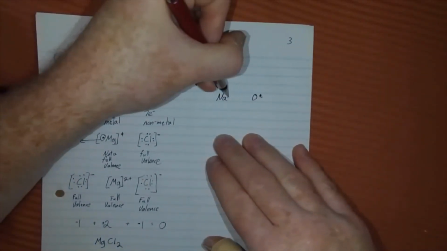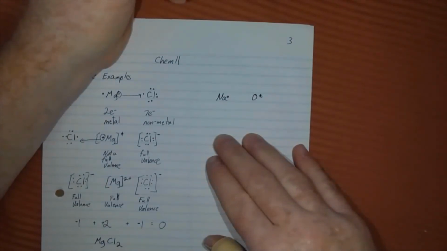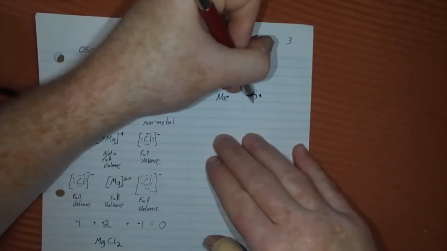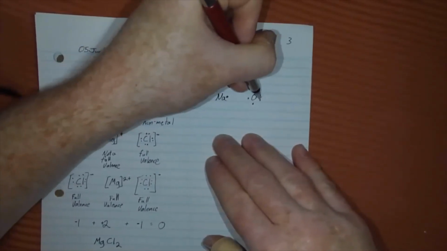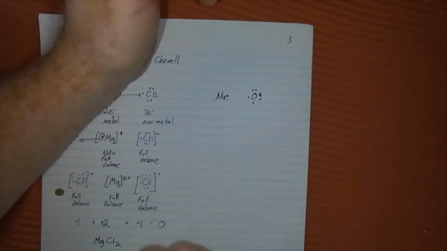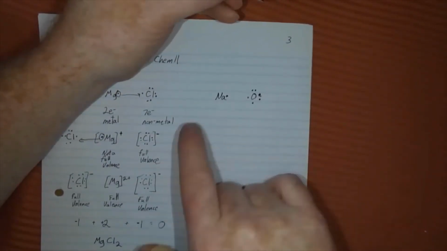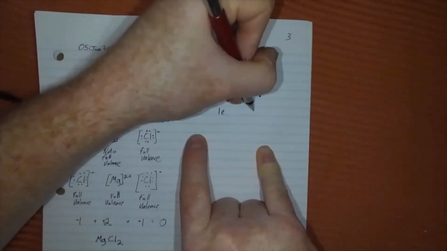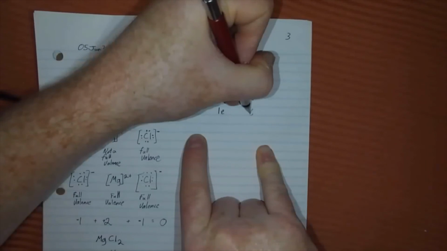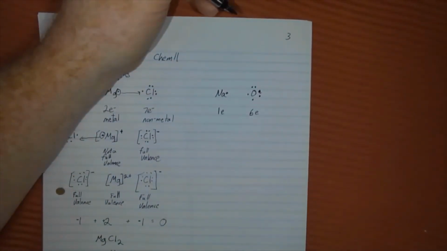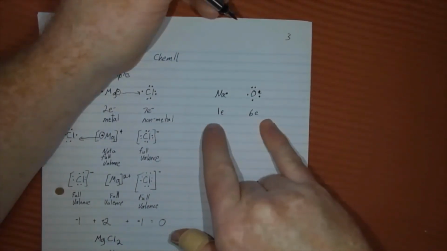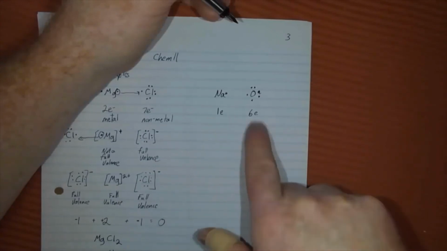Sodium, 1 electron. Oxygen, 1, 2, 3, 4, 5, 6. Okay. How many valence electrons in sodium? 1. How many in oxygen? 1, 2, 3, 4, 5, 6. Okay. Are these full octets? Are the valences full? No. 1 and 6, not full.